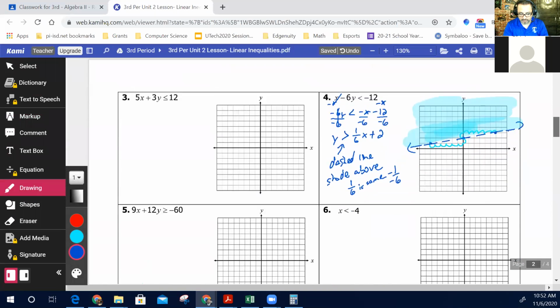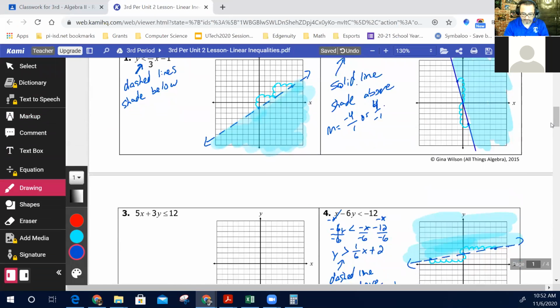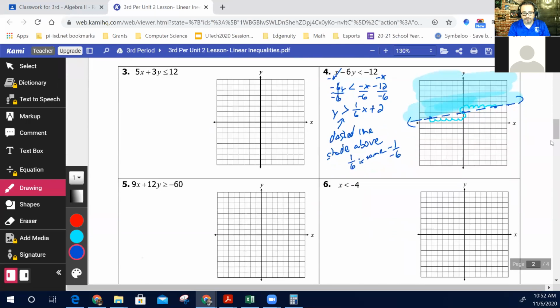All right, let's take a look at number 3. Of course, this will be saved on there for you to continue. Number 3 is interesting in the sense that it is not set up for you the way it's easier to graph, right? It says 5x plus 3y is less than or equal to 12. So the first step would be to, and again, if you need to pause and go back to the previous problem, by all means, go ahead. This is obviously recorded. So 5x plus 3y is less than or equal to 12.